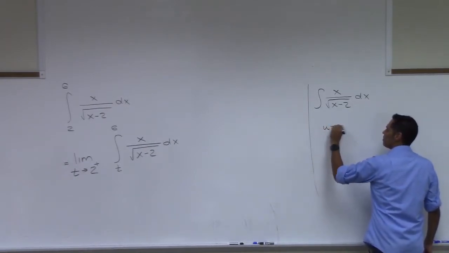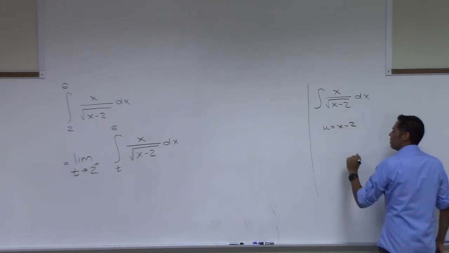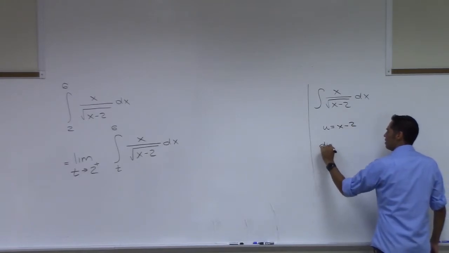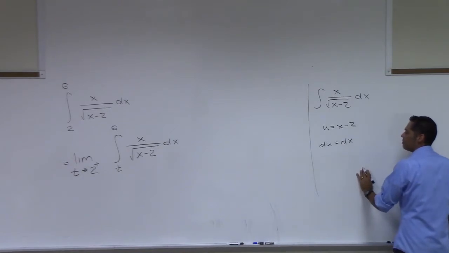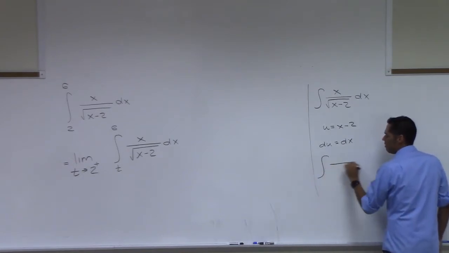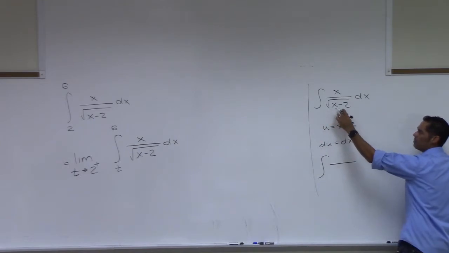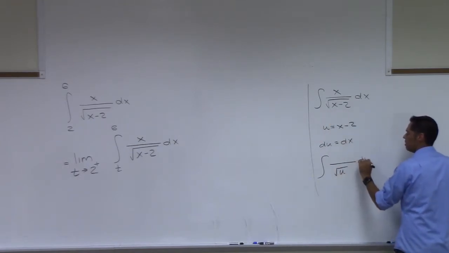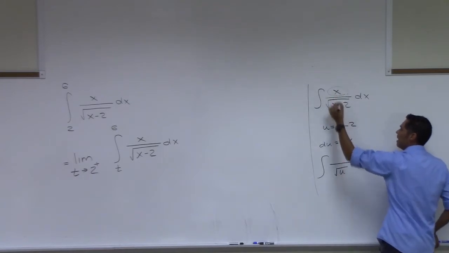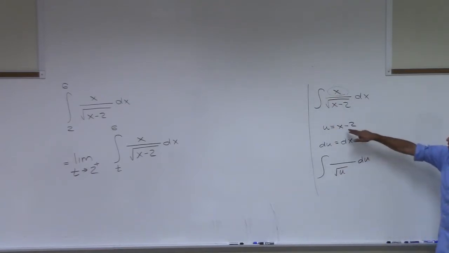u is equal to x minus 2. du is dx, right? So I'll be able to rewrite the integral. The denominator becomes square root of u, doesn't it? Root u. The dx becomes du. The only thing I need to figure out is what the x is. But I can go back up here and replace it with u plus 2, right?